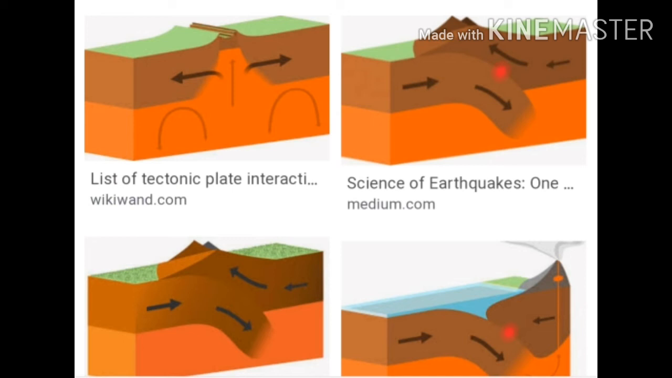Second type of movement is divergent movement, when plates move apart. For example, Gondwana land included India, Australia, South Africa, North America as one single landmass in ancient time. But as the time went by, these different landforms originated from the one oldest landmass, that is Gondwana land.